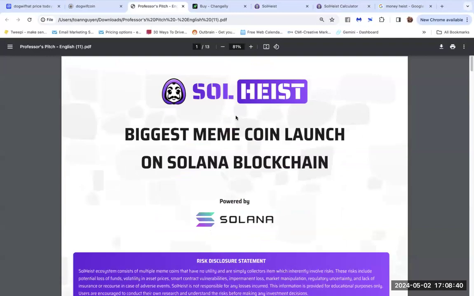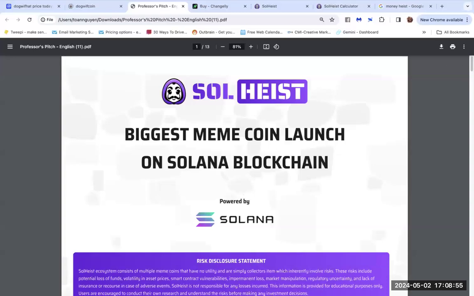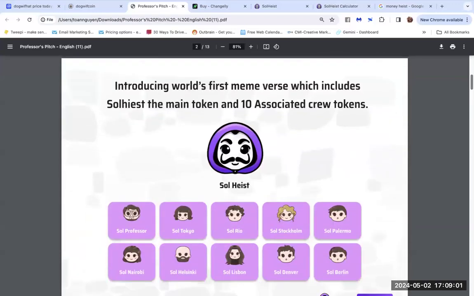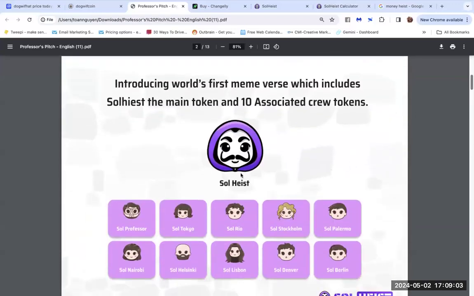Okay, so the project's called Solheist. For the sake of time, I'm not going to go through every single slide, but I am going to go through the most important key elements of it. Number one is that this project is built as an ecosystem.